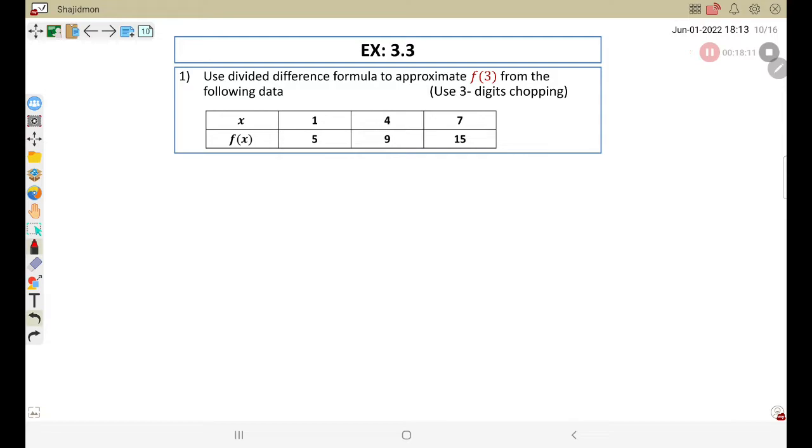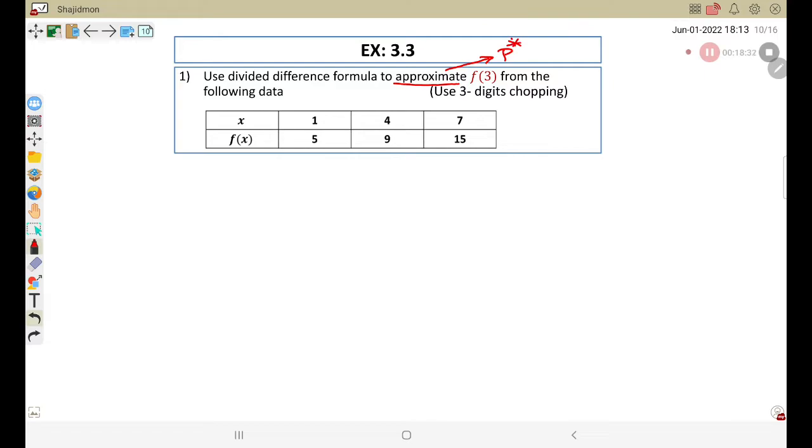Question we can study more. For example, question number 1. Use divided difference formula to approximate f of 3. I'm just underlining the word approximate. Approximate means we need to calculate p star value, correct.